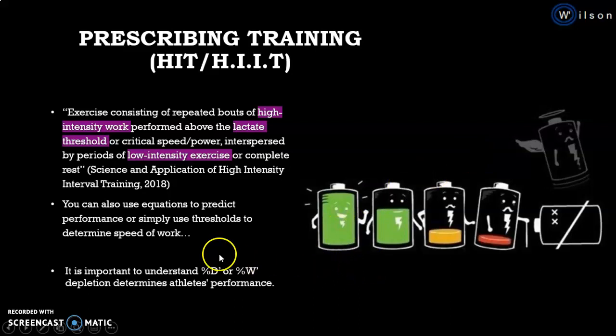So the whole idea is that this D prime or W prime, or to keep it in simple terms, the anaerobic work capacity, which don't quote me on that because it's not that simple, is basically the backbone to understanding how we can predict speeds and distances that athletes will go for a given prescription of HIIT training.